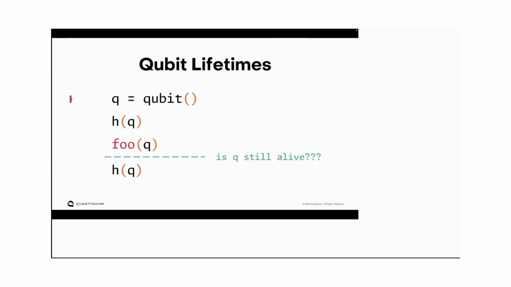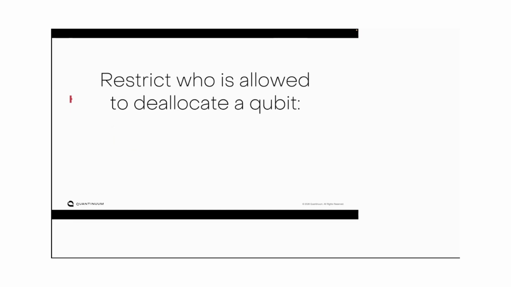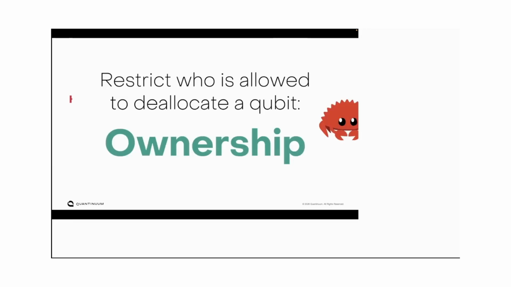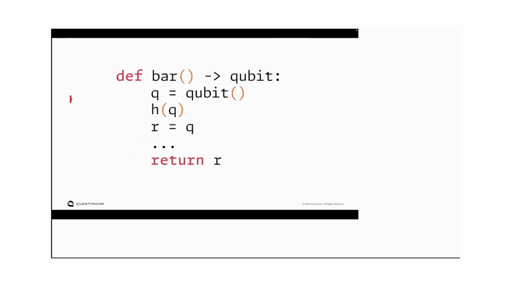So we need to have tighter control over at which points in your program you're allowed to deallocate. Have any of you heard of Rust before or used it? Yeah. So we're trying to borrow some ideas from there. In particular, we're going to use an ownership concept to restrict who's allowed to deallocate a qubit. You're only allowed to deallocate a qubit if you own it. At the beginning, every qubit is owned by the function that allocated it.